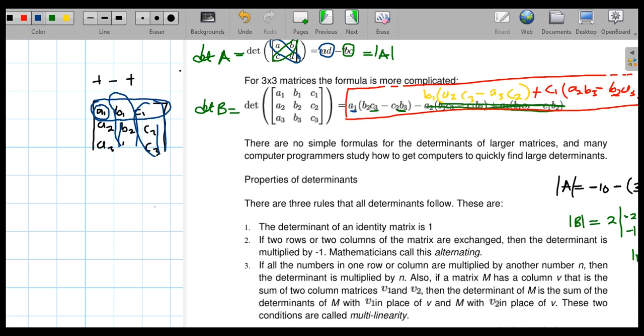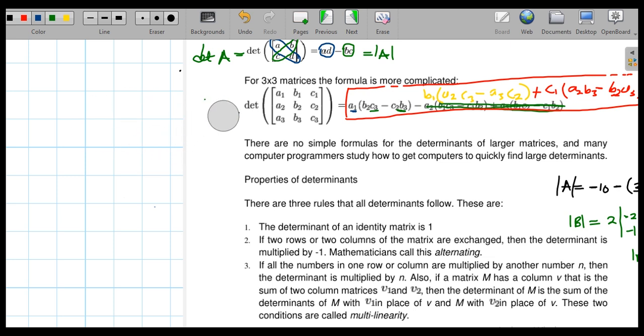Determinants in mathematics have some basic properties that, when you understand them, will make your understanding of determinants of matrices better, and it's going to help you in your further calculations. So here we are going to be looking at basically 3 rules that all determinants follow. For number 1, the determinant of an identity matrix is 1.